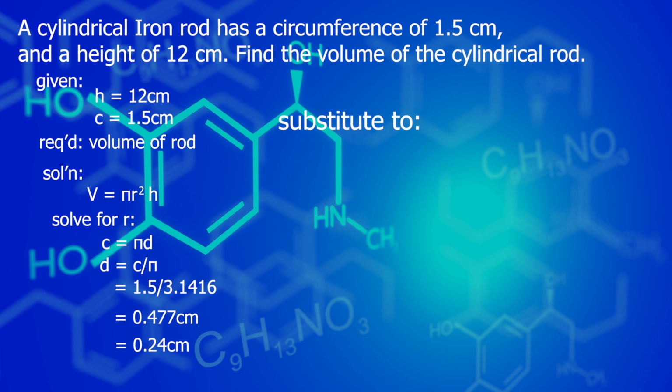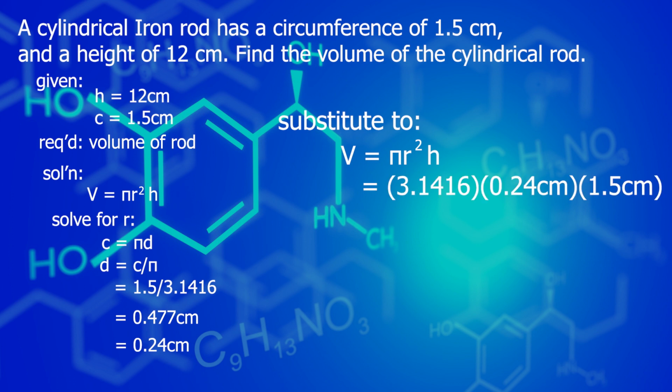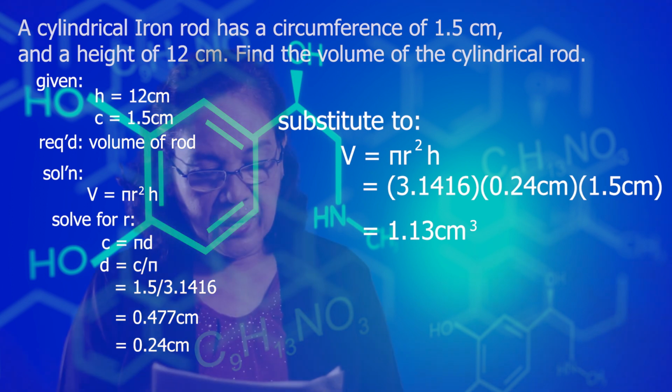Substitute this value of the radius to the formula in finding the volume of the cylindrical metal rod, which is volume equals pi r squared h. So you have volume equals 3.1416 times 0.24 centimeters squared times 1.5 centimeters. So the volume is 1.1 cubic centimeters.